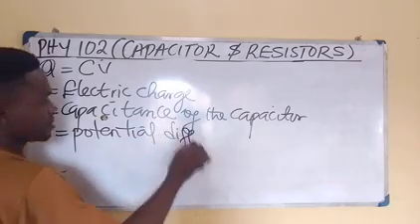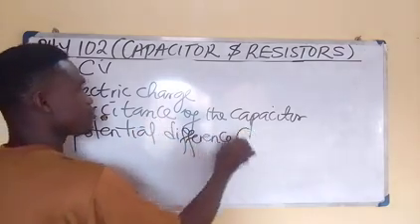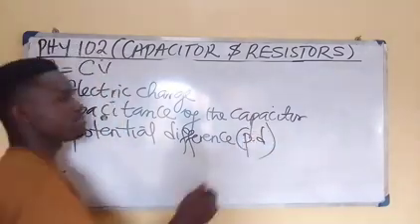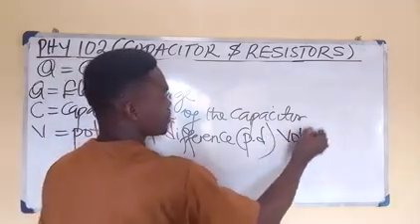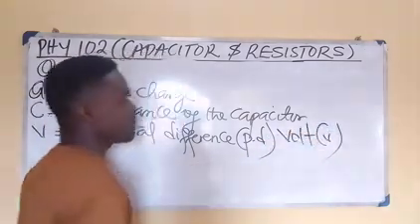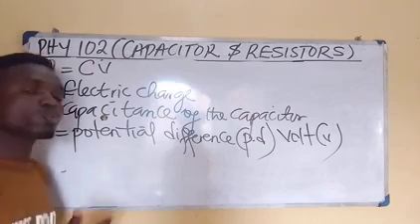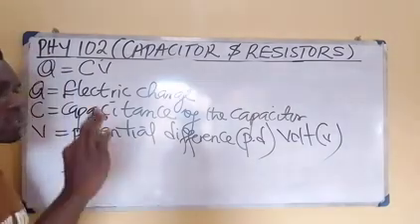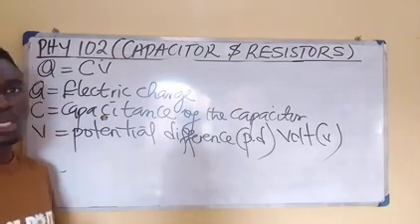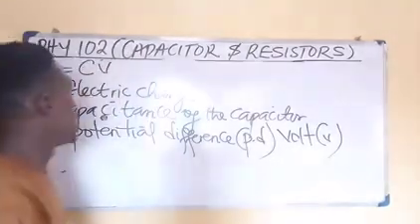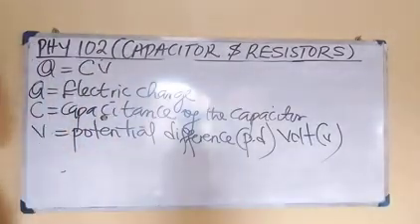We commonly use p.d. for potential difference, and it is measured in volts. You should know that voltage simply means the potential difference between two points, and of course it's measured in volts. Don't forget what I just illustrated.